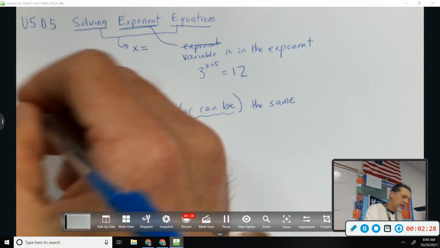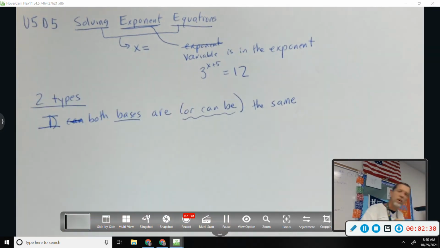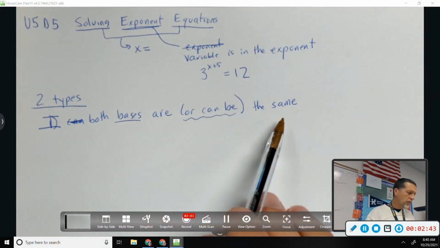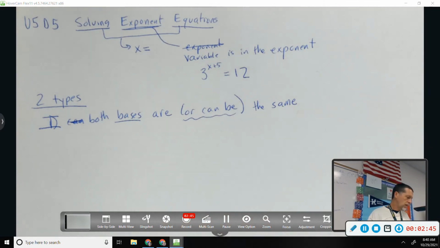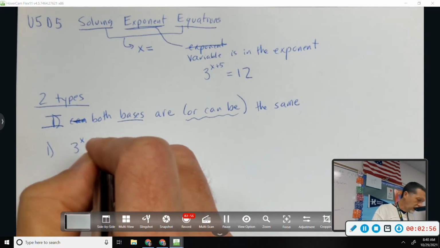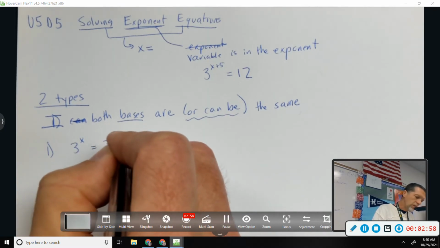Let's not talk about the second type yet. Let's just work the first type, and then we'll talk about the second type in a minute. We've got to do both types, but rather than explain both types and then work them, we'll go one type at a time. So both bases are the same or can be the same. And the second type is they're not the same and can't be the same. So an example would be 3 to the x equals 3 to the 4x minus 5.